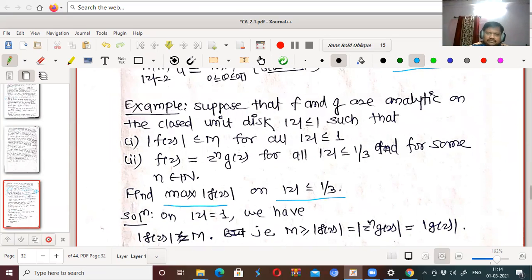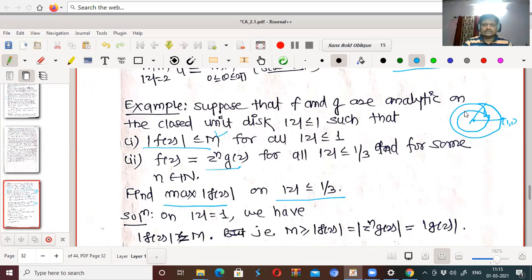Now, suppose f and g are analytic on the closed unit disk, mod z less than or equal to 1, such that mod of f of z is less than or equal to M for all z inside this disk. And f of z is z raised to n times g of z for all mod z less than or equal to 1 by 3, this disk we have taken, and for some n belonging to capital N, natural numbers. In this case, we have to obtain the maximum of mod of f of z on this disk. We know the maximum on this disk is capital M. Now we have to obtain the maximum of f inside the smaller disk.